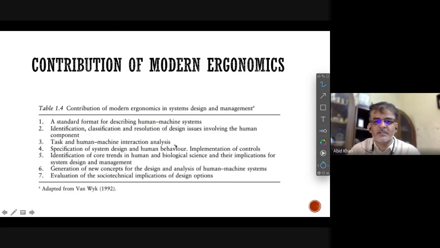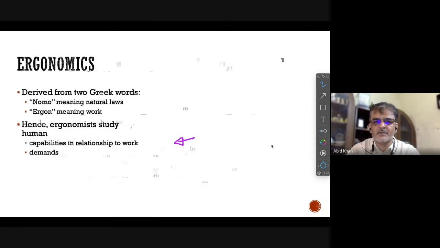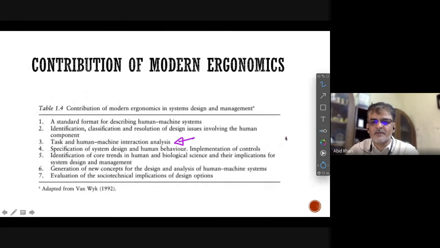Then task and human-machine interaction analysis. In task analysis, we can split the task into small elements, and then we can understand which component of the task is going to contribute more stress. We can take that task and design that element of the task. The specifications of the system design are very important, because sometimes we have to take help from standards. There are many ergonomic standards available, of which I'll show you a specific list.